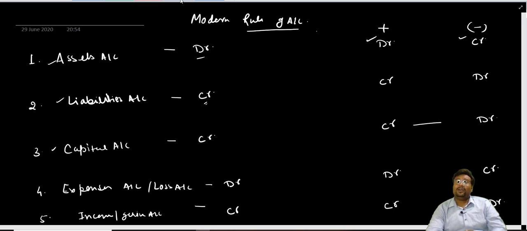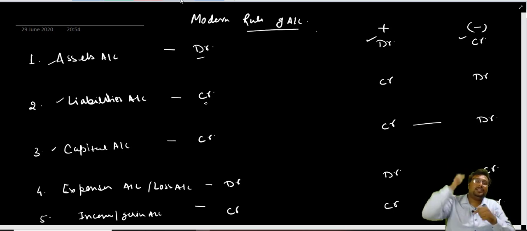Okay. So assets account: suppose anything is an asset. The basic nature of assets is what? Debit. If it increases, it will remain the same, debit. If it decreases, it will be the opposite, credit. Clear? Okay. Suppose I invested capital of 50,000. Now capital nature is what? Credit. My capital increased.